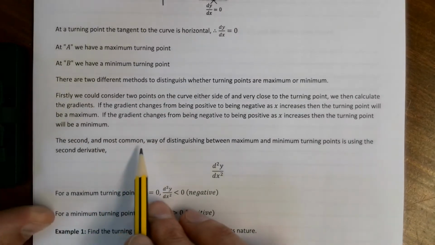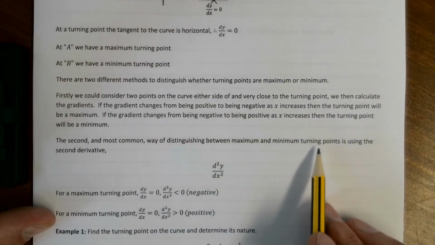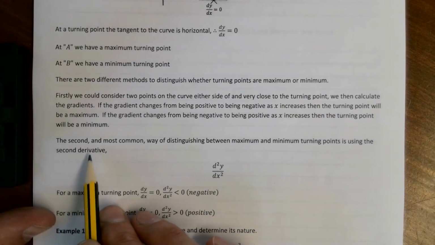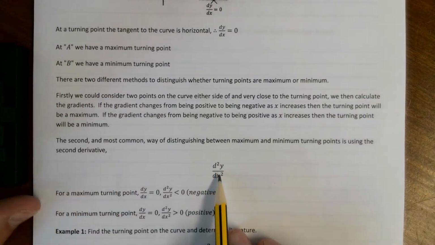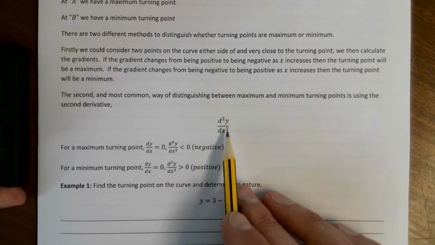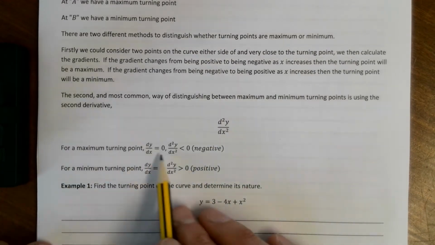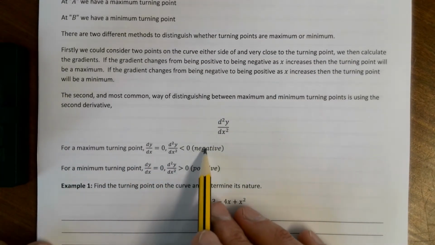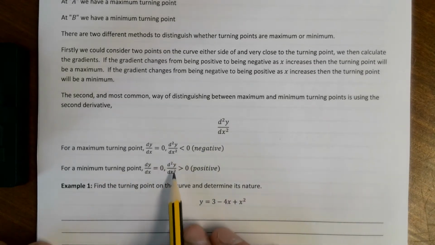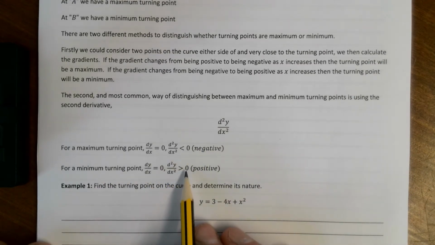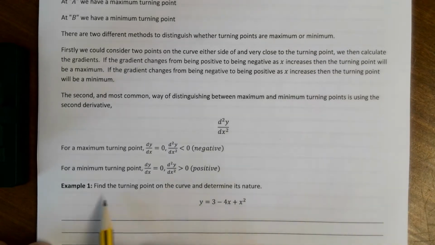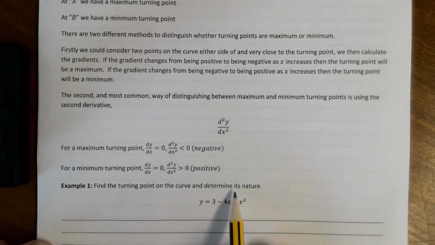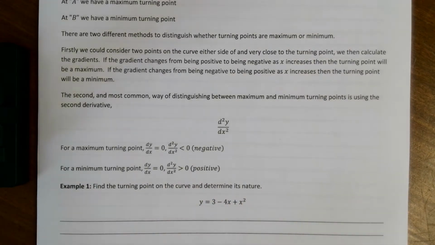The second and most common way of distinguishing between maximum and minimum turning points is to use the second derivative, d2y by dx squared. You hopefully remember that from a while back. If d2y by dx squared is less than 0, it's negative. And if d2y by dx squared is greater than 0, then it's positive. Find the turning point on the curve and determine its nature.